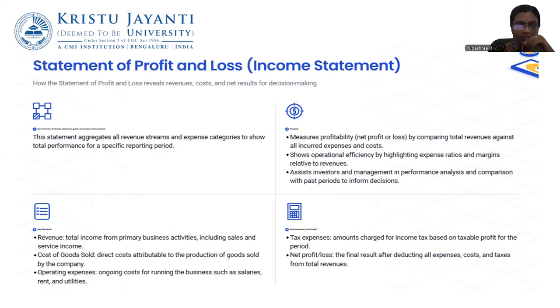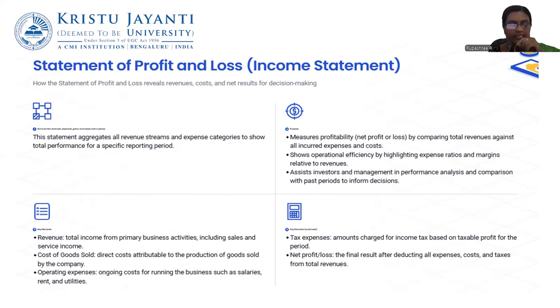Now, how do you analyze or interpret a P&L account? What are the key elements? The key elements in the revenue statements that we try to analyze are firstly revenue, which talks about the total income from the primary business activity that is being conducted by a particular organization or a particular bank, which includes sales and service incomes. The second element that we analyze in case of the P&L account is your cost of goods sold. That is the direct cost that is attributable to the production of goods sold by the particular company.